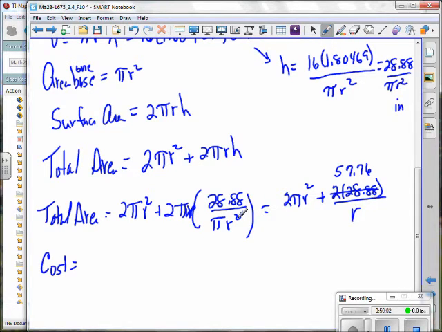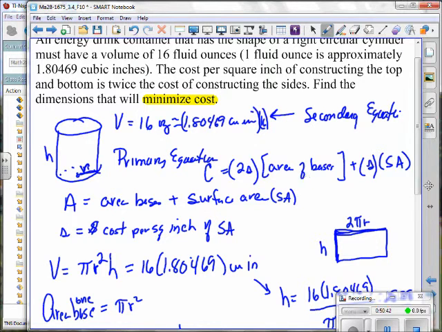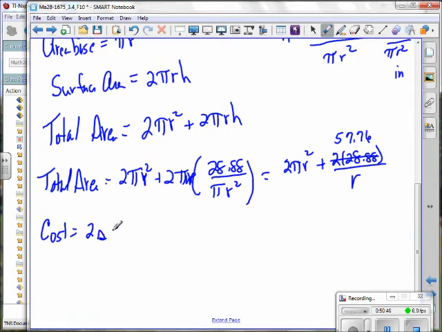Wait a minute though. We can't combine these areas, can we? We've got to keep them separate in some way, so I don't think I want to factor out anything. Why do I want to keep these areas separate? What about cost? One costs twice as much, right? We established in the problem that the cost is twice as much for the bases as it is for the sides. So down here I'm going to have 2s times 2 pi r squared plus s times 57.76 divided by r.